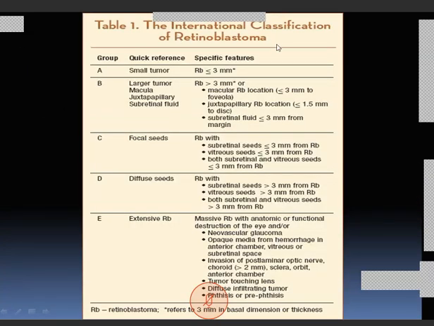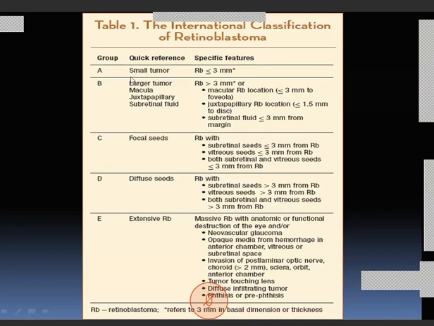Okay, then what is the classification for retinoblastoma? There are two different classifications. One is the International Classification of Retinoblastoma, and the other one is the Reese-Ellsworth classification. Reese-Ellsworth classification is a prognostic classification. Then coming to the International Classification of Retinoblastoma, it is divided into five groups.